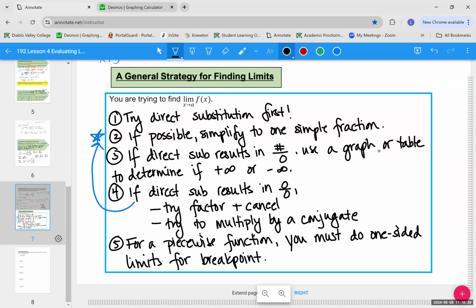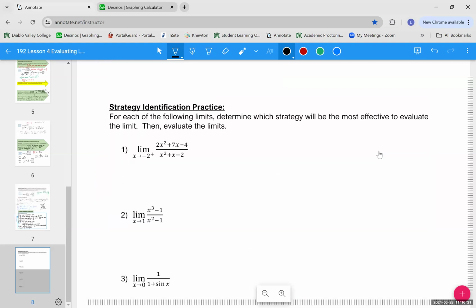So then the very last thing that you're going to do is some strategy identification practice. For each one of these, I want you to determine which strategy will be the most effective to evaluate it. Before you actually do every single evaluation, just try to plug in, do your direct sub first. If that works, great. If not, then identify which of the strategies that we've talked about will be the most helpful, and then go ahead and evaluate the limits, and you can find the solutions to these on our Canvas page.